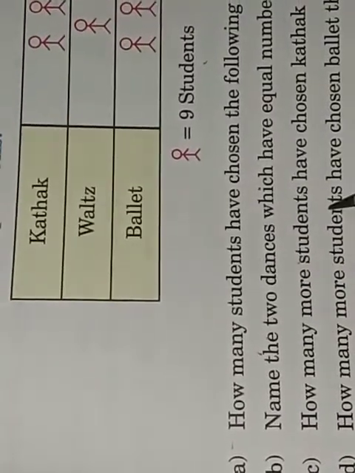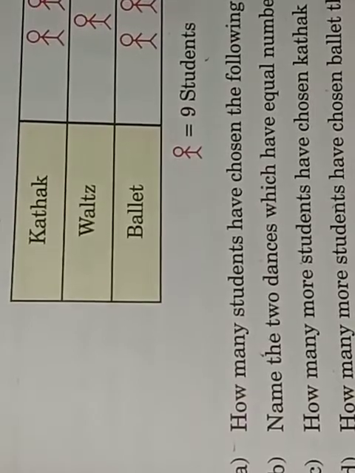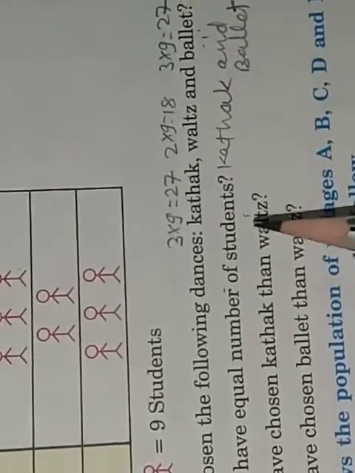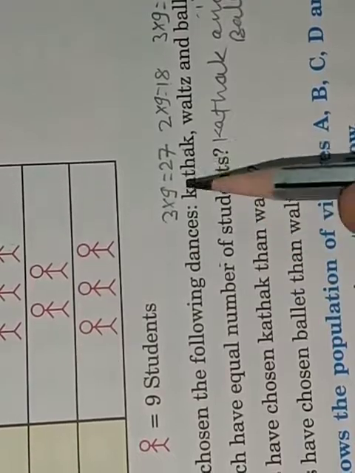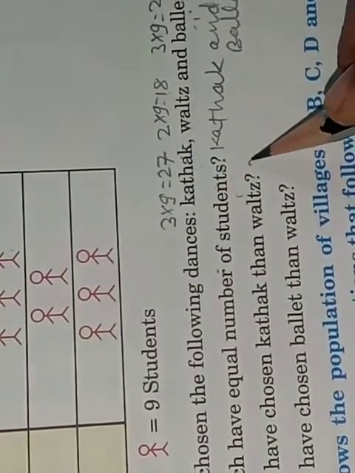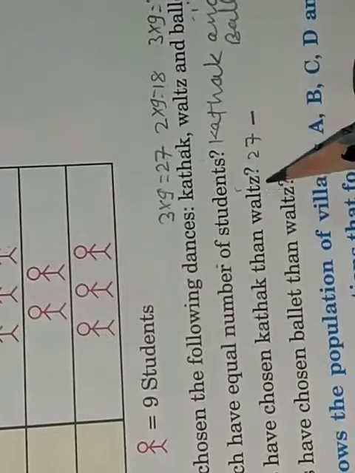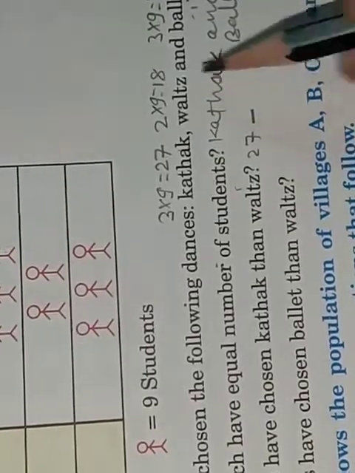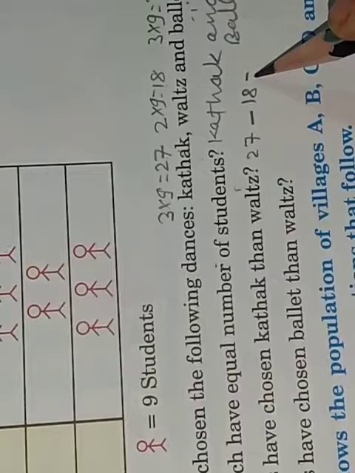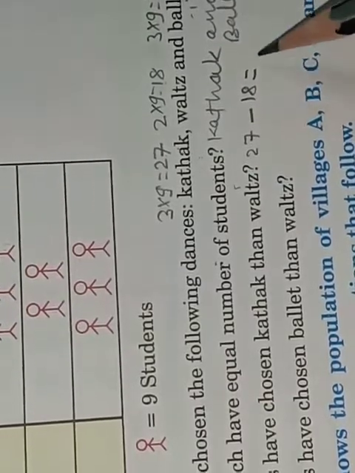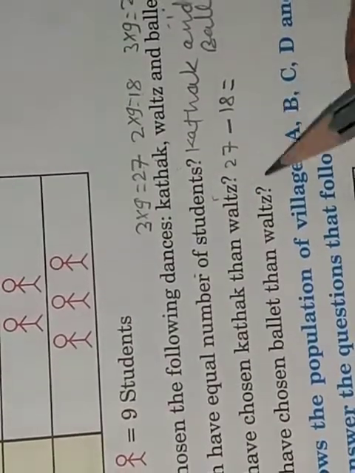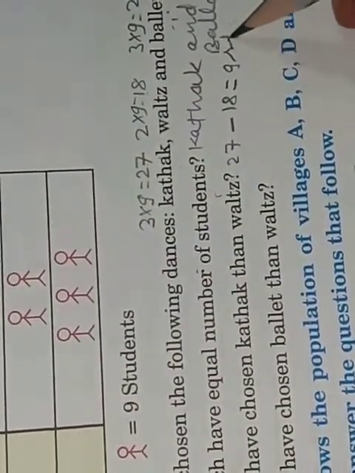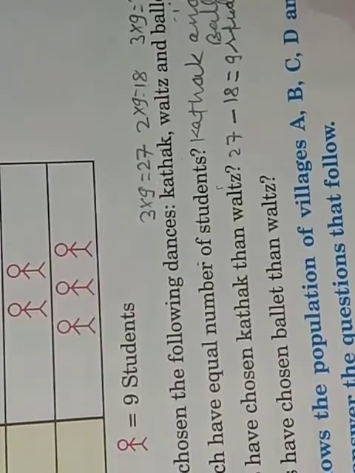How many more students have chosen Kathak than waltz? As we have solved question number A, Kathak has 27 students minus waltz has 18 students. So after subtracting we get 9 students. So the answer will be 9 students.